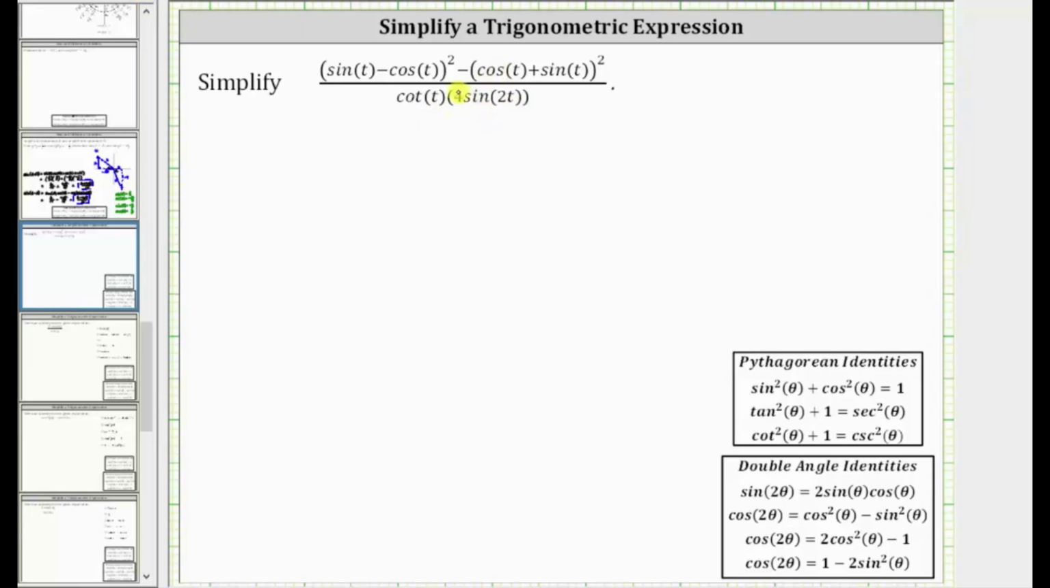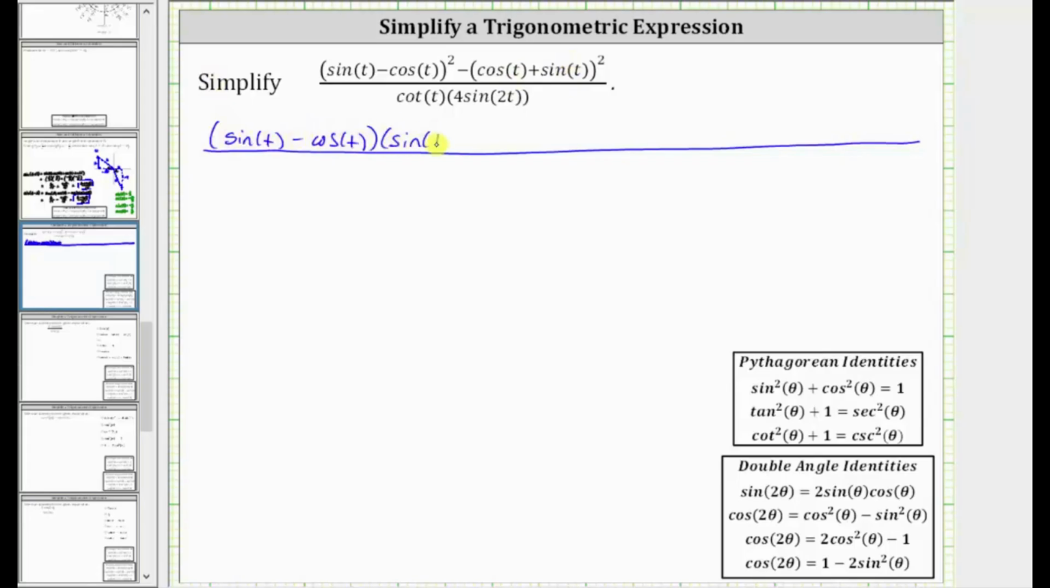Let's prepare to multiply out the numerator. And there are no shortcuts. We will have two factors of sine t minus cosine t and two factors of cosine t plus sine t. Again, because we are squaring the quantity sine t minus cosine t, we have two factors of sine t minus cosine t, and because we are also squaring cosine t plus sine t, we have two factors of cosine t plus sine t.